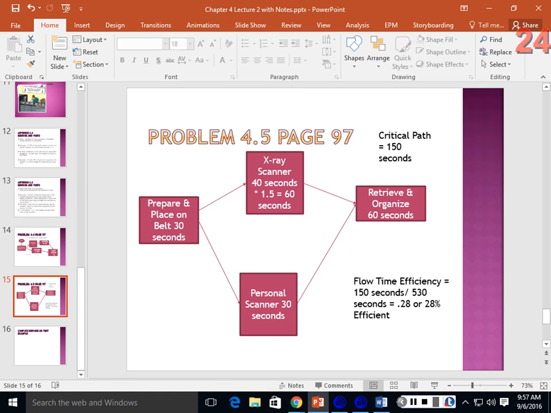Okay. And if they are busy and they have long lines, then what you're looking at is how can we make that X-ray scanner piece go faster, right? Because the X-ray piece or the retrieve and organize piece, how can we make that go faster for people? Or the prepare and place on, right? Because these are the 3 steps that are on the critical path, okay? Because, again, decreasing the time at the personal scanner doesn't change the flow time of the process, all right?